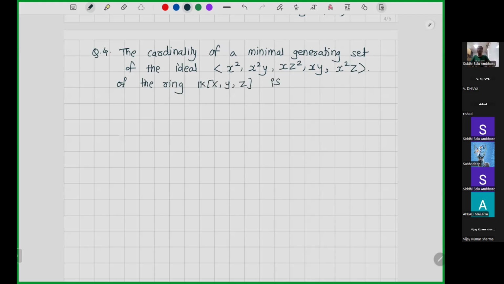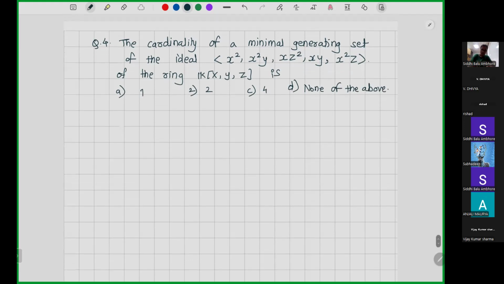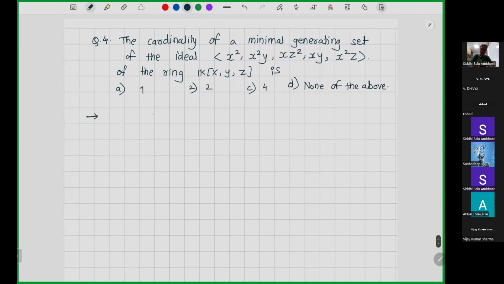So they're asking us the cardinality of a minimal generating set. A minimal generating set is just a generating set with the minimal cardinality, and D is none of the above. Okay, so we have this generating set: x square y, x z square, x y, x square z. Any guesses? What will be the generating set?